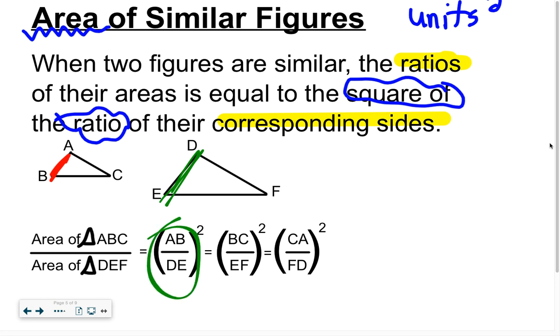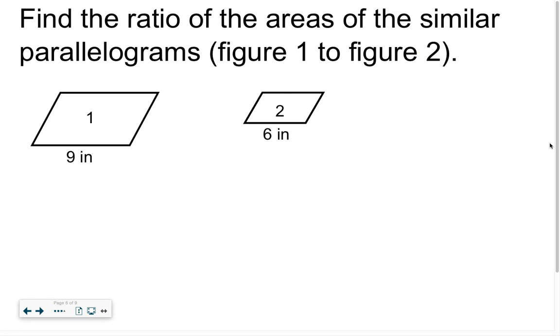Seeing that ratio, all we're going to do is square whatever that result is, thus the 2 on it. You can pick any corresponding side, thus there are 2 more examples. As long as you know one side and the corresponding side in another figure, today we're going to square that fraction or that ratio. Let's talk about an example.